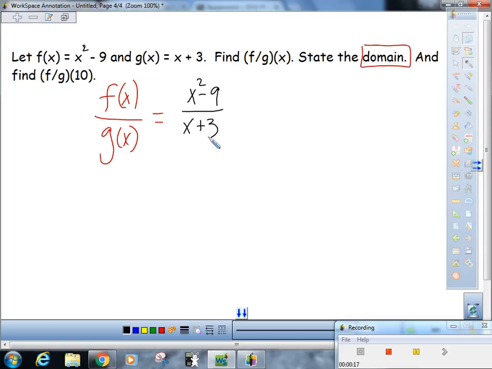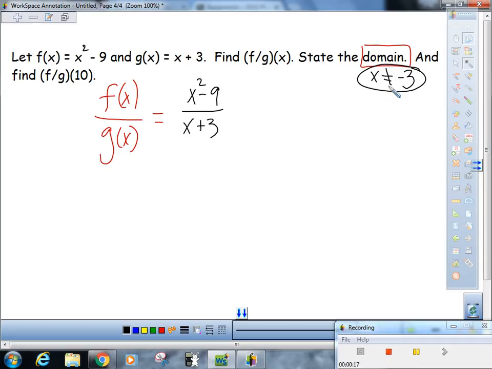But before we go on and simplify it, let's get our domain. What's our domain? X, let's see. Well, can we put in a negative 1? Yes, we can. Well, we can put in almost everything. What's the only thing we cannot put in? Negative 3. If we put in negative 3, it'll give us 0 on the bottom. Does that make sense? So x can be anything but negative 3, and that's how we write that.